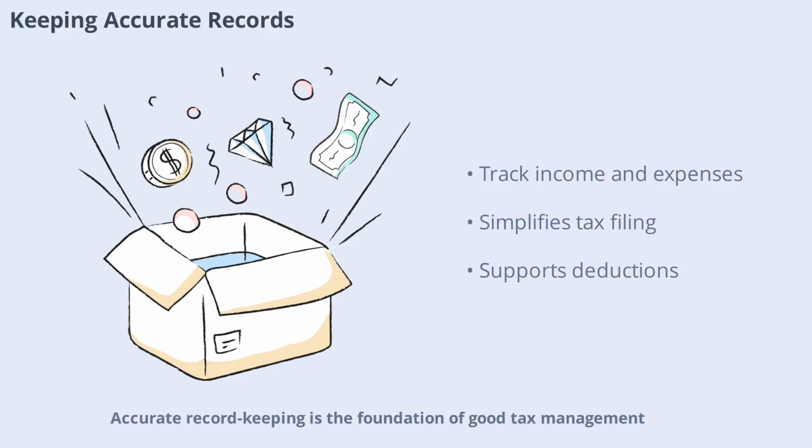Accurate record keeping is the foundation of good tax management. Keep detailed records of income, expenses, payroll, and assets. This not only makes tax filing easier but also provides valuable insights into your business's financial health. Good records can protect you during audits and help you claim all eligible deductions.